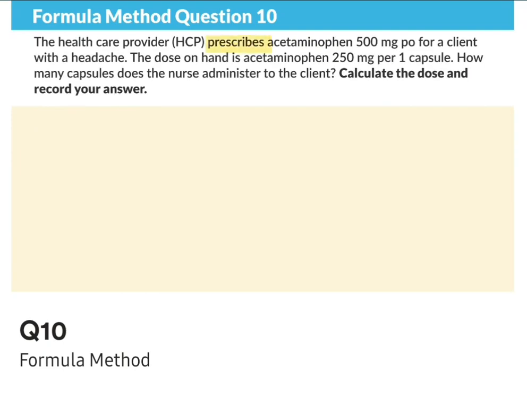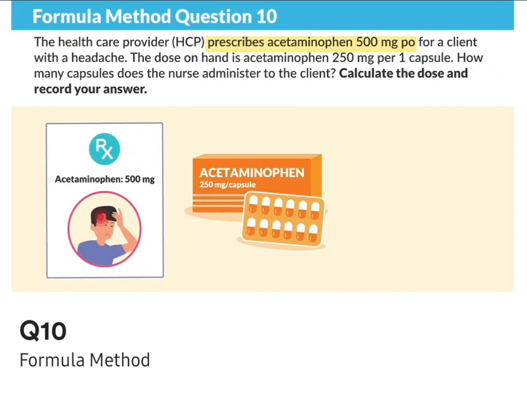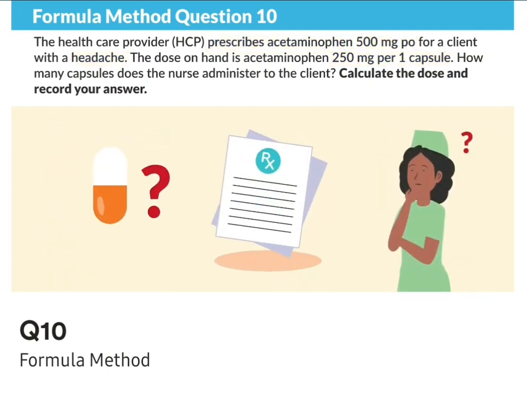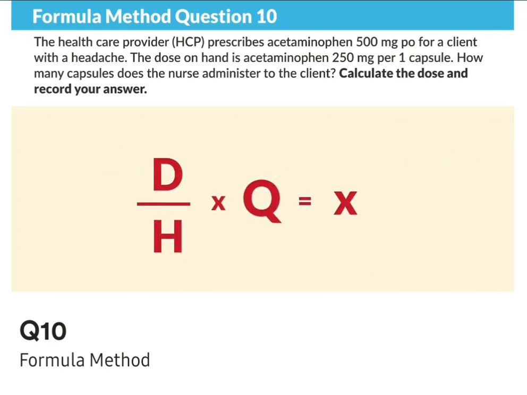Now, question number 10 here. The HCP, healthcare provider, prescribes acetaminophen, Tylenol, 500 milligrams PO for a client with a headache. The dose on hand is 250 mg per one capsule. How many capsules does the nurse administer to the client? All right, this one is really simple. Let's just break it down. We're solving for capsules to give to the client. We're using the formula method, so D over H times the Q, desired over have times the quantity.